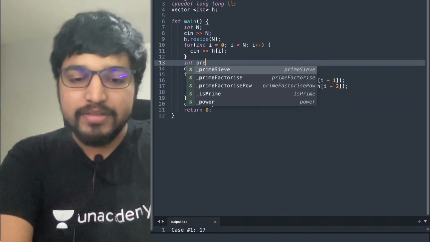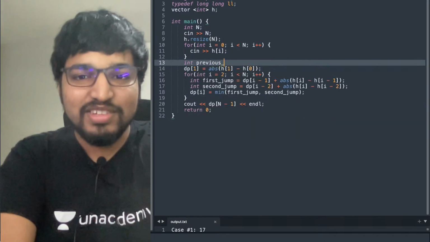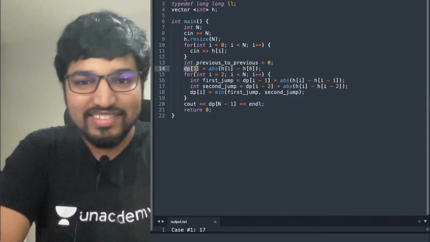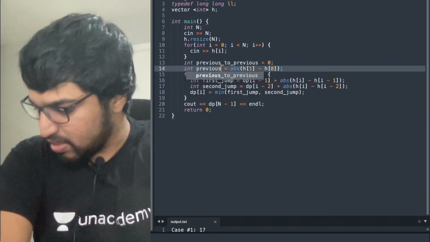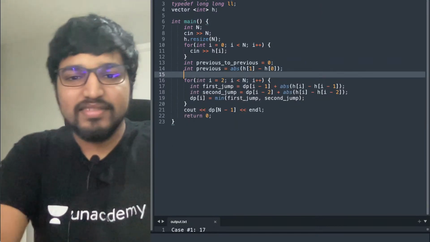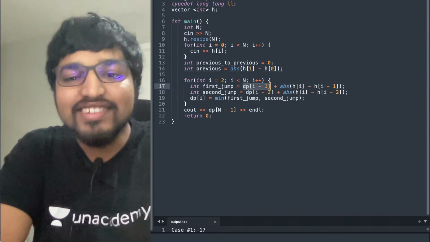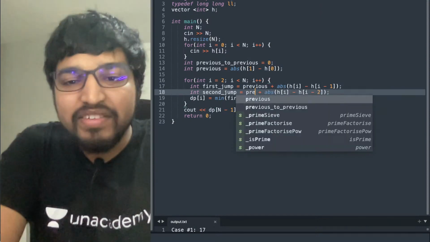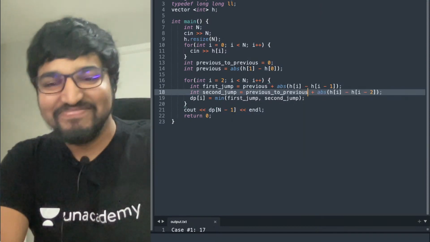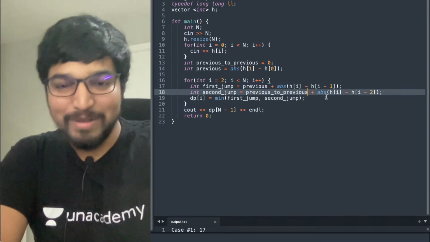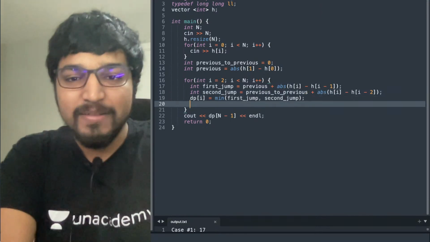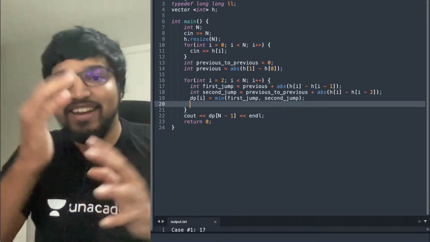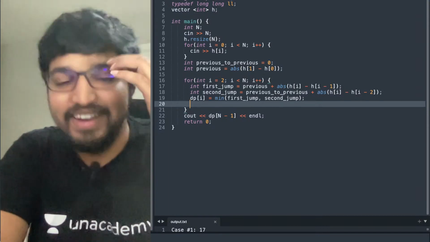Int previous to previous is equal to 0. Previous equals this. Now, first jump is equal to previous and second jump is equal to previous. That's it. First jump, second jump. Now we need to update what first jump is. So previous contains just dp of I minus 1. Previous to previous contains dp of I minus 2. And I keep updating it as I go on.